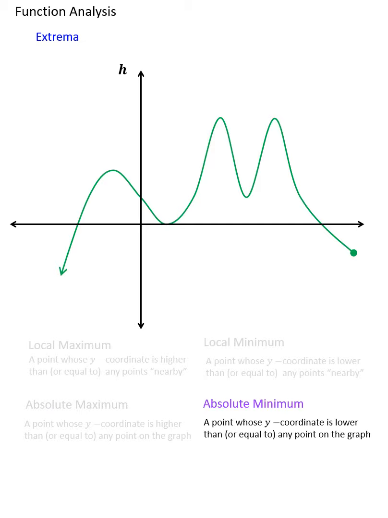An absolute minimum is similarly defined as a point whose y-coordinate is lower than or equal to any point on the graph. It's sort of the overall lowest point on the graph. Well, notice this graph has an arrow on this end and therefore goes down forever. And accordingly, this graph doesn't have an absolute minimum. There is no overall or absolute lowest point on this graph. Absolute minima are also known as global minima.